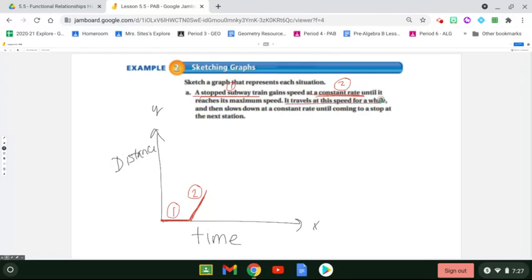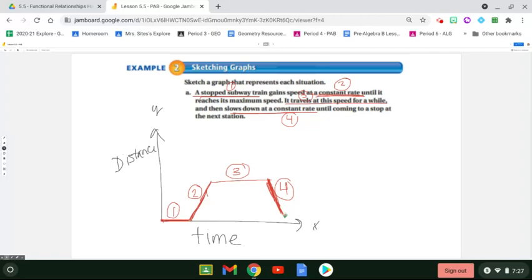So it's maintaining the speed for a while. So that's going to be pretty constant, right? And then it slows down at a constant rate. So again, I see that key phrase, slows down at a constant rate. So we're going to be talking about something that's linear. Until coming to a stop at the next station.